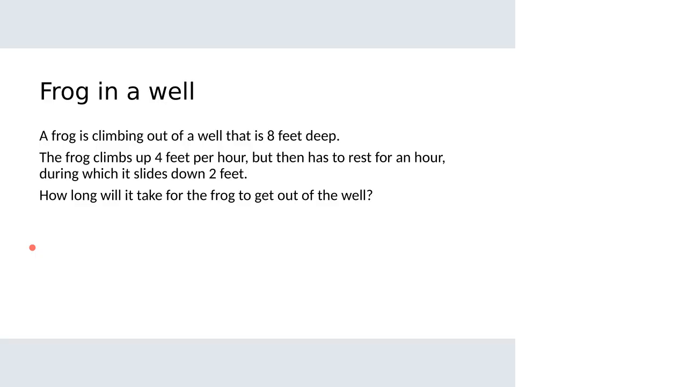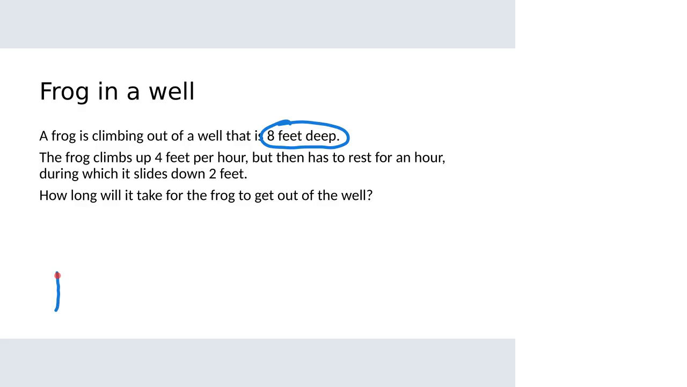And so I've got my frog, and it's climbing up. And the well is 8 feet deep. I'm going to keep that in mind all the way through the process. So I've understood the problem. Frog needs to climb up to 8 feet. I've devised a plan. I'm going to use a picture. And now I'm going to put that plan in place.